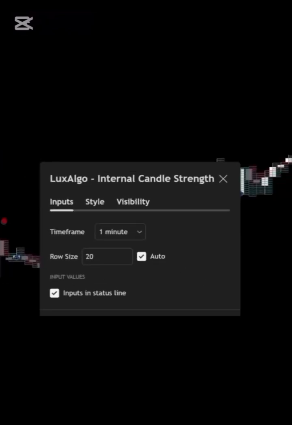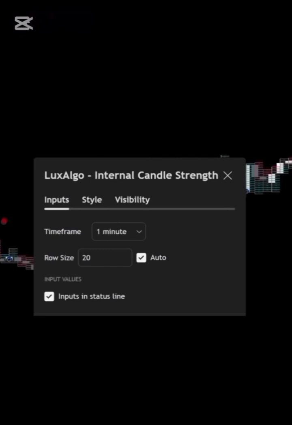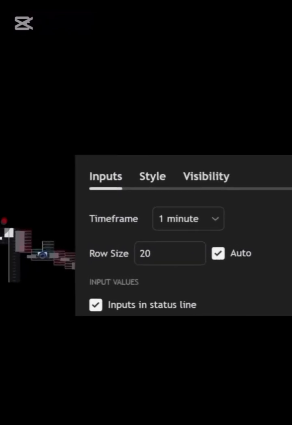Opening the indicator settings, you'll notice it's intentionally kept simple, with just two main controls: time frame and row size. Time frame lets you choose the lower time frame data used to calculate each candle's strength. By default, it's set to 1-minute intervals. The lower the time frame, the more granular and accurate the price action analysis becomes. Row size determines the vertical resolution of each candle's strength bar. A smaller row size increases the number of segments per candle, offering a more detailed, layered view of price efficiency. But note, if you adjust the row size manually, make sure to disable the auto option to apply your custom settings.